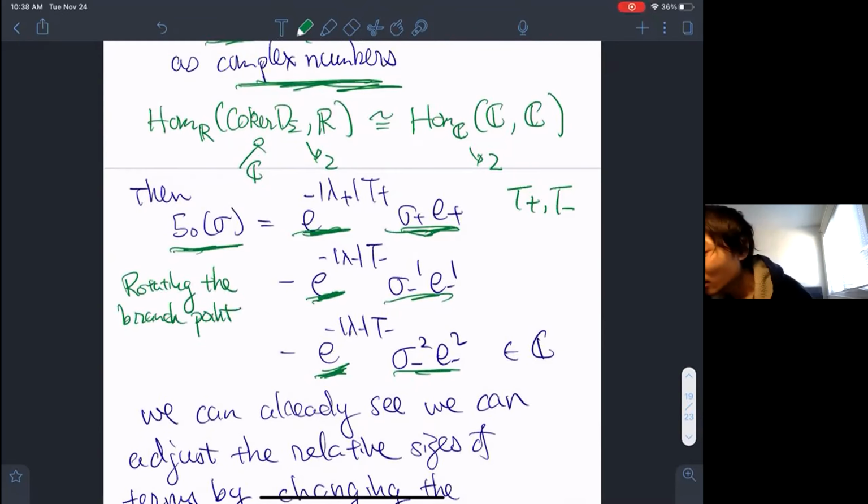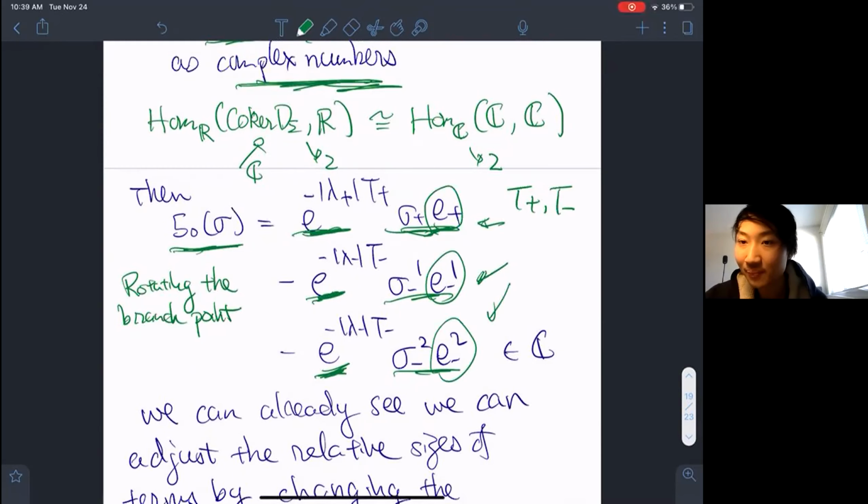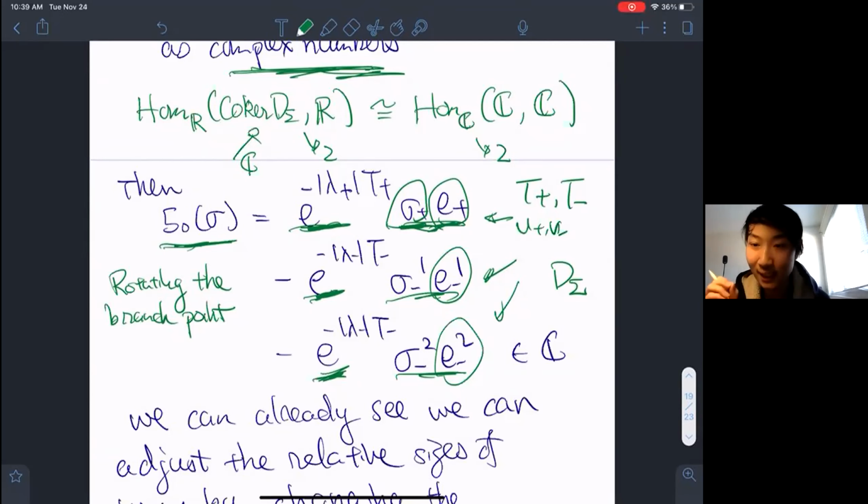So what rotating the branch point will do, well, E2 and E1 and E plus or minus, they come from U plus and U minus. They're basically asymptotic eigenvectors corresponding to U plus and U minus. So they will not change under the rotation of the branch point. But this co-kernel element is the co-kernel of D sigma. And this will depend on where the branch point is.